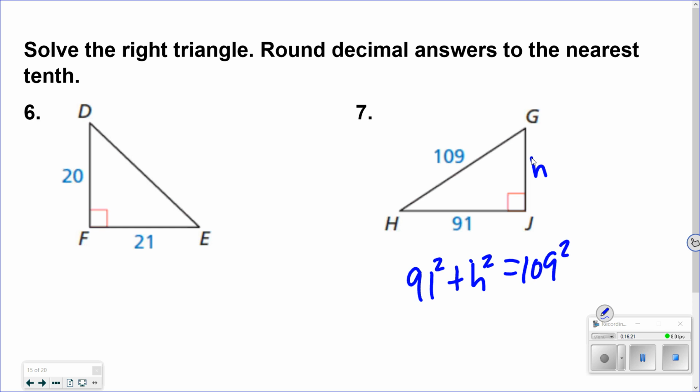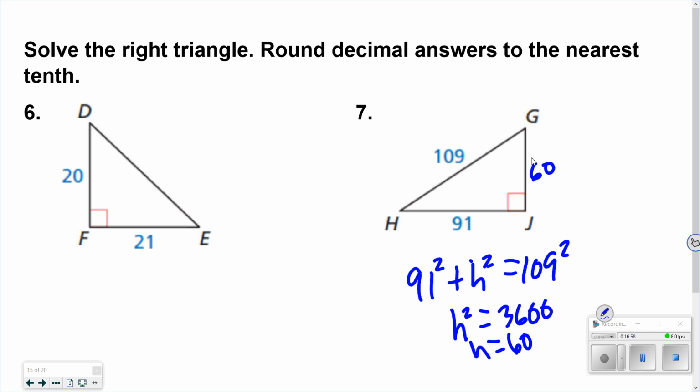So I'm going to square 109, subtract 91 squared from it. So 109 squared, 11,881 minus 91 squared. And I end up with H squared is equal to 3,600. Take the square root of 3,600, and you end up with 60. So H equals 60. So we're going to come up here and let's fill that in. H is equal to 60 up here. Okay, so now I've got all three sides.